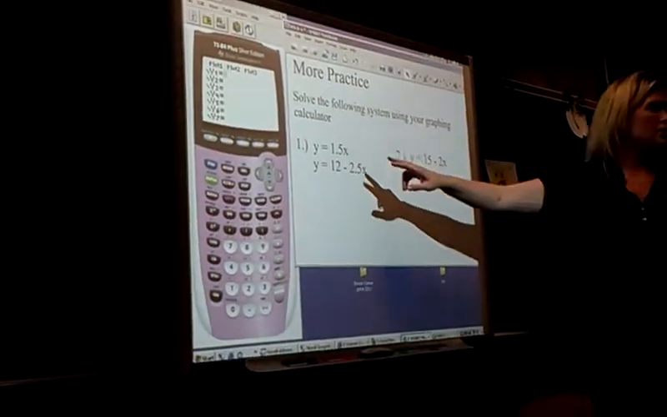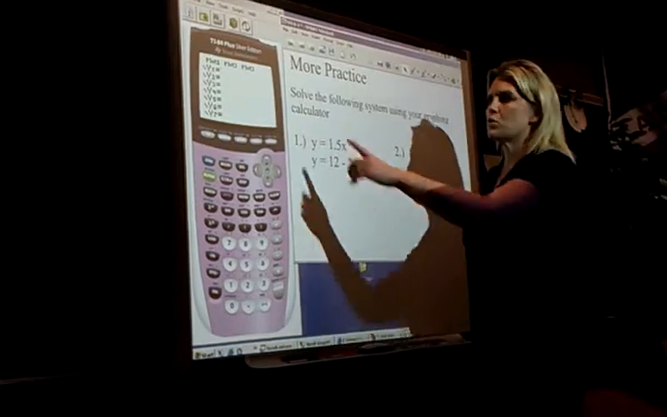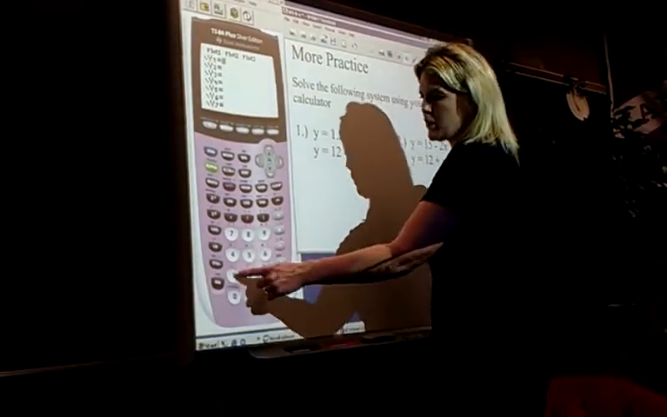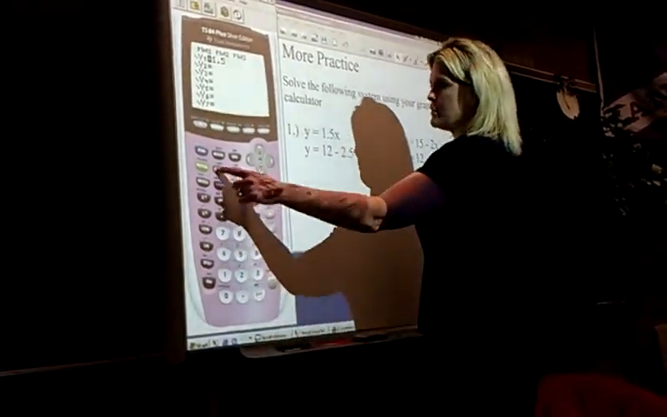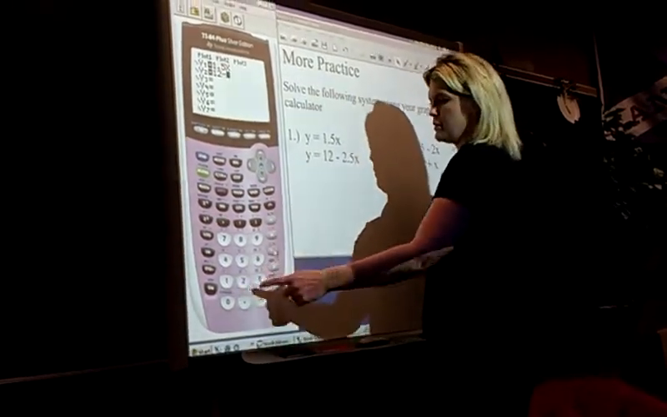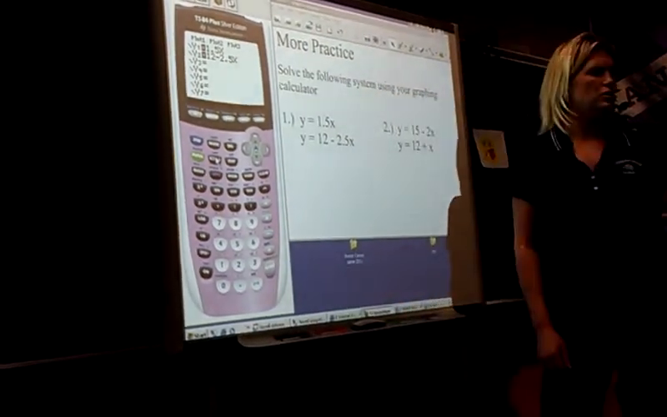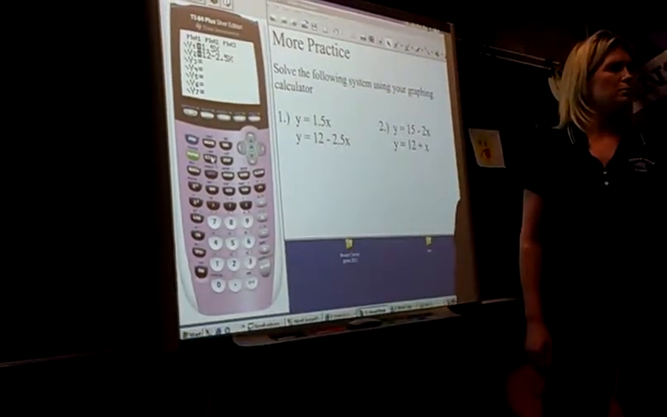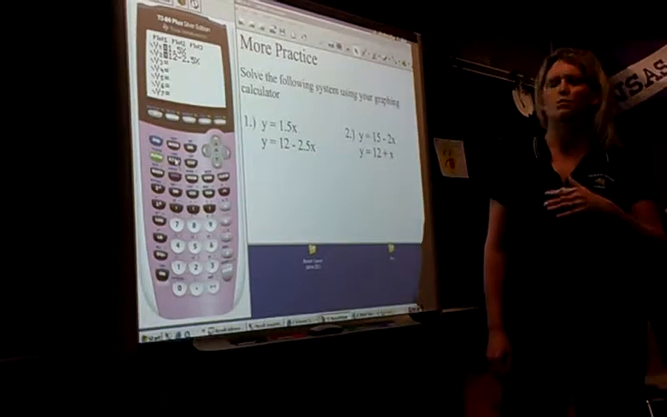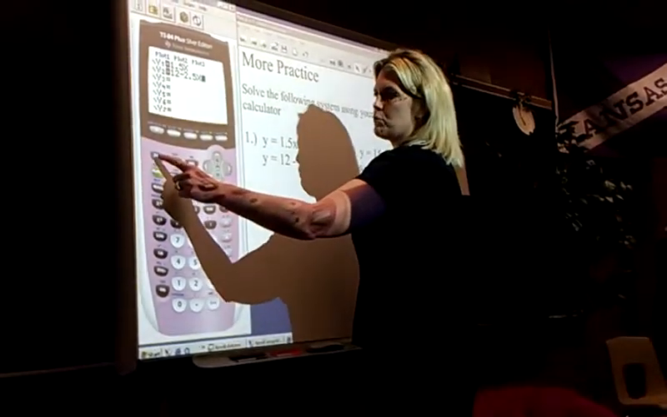Okay, first, to find the solution to this one, all they want you to do is put it in the calculator. Go into y equals, put in 1.5x, and in y2, 12 minus 2.5x. Put them into y1 and y2. There are two different ways you can do it, but the easiest way, since this one has a decimal, is to go through and do it the graphing way.